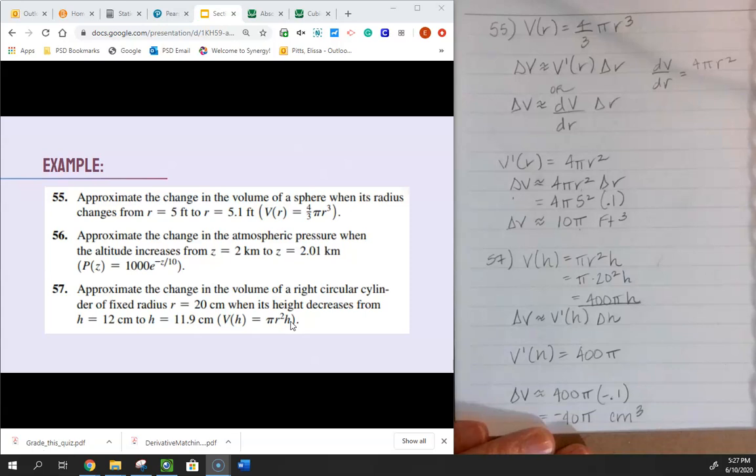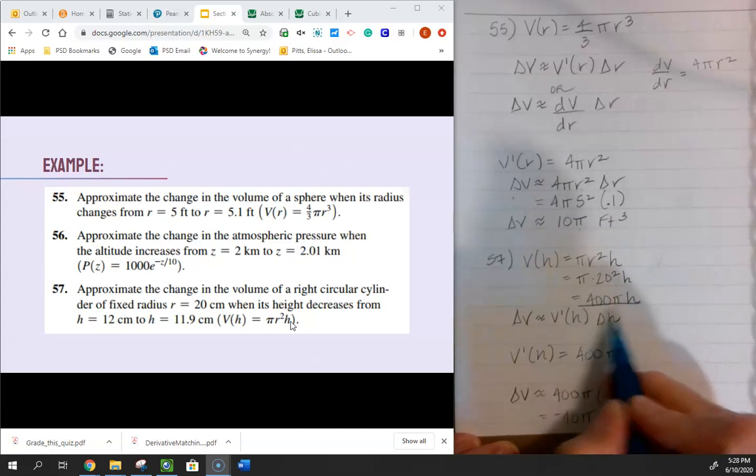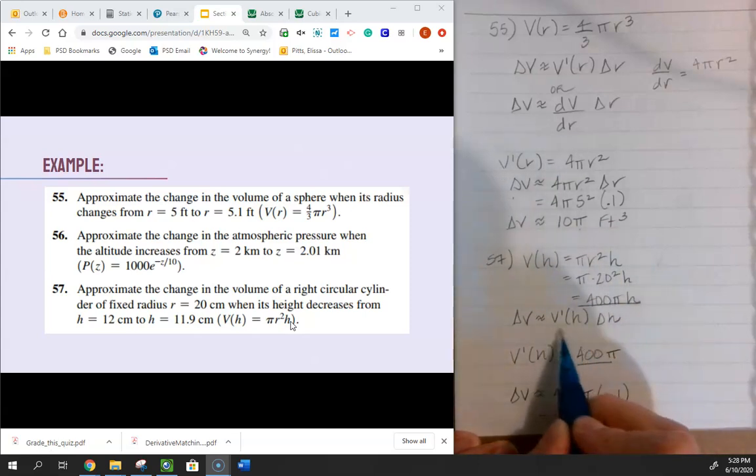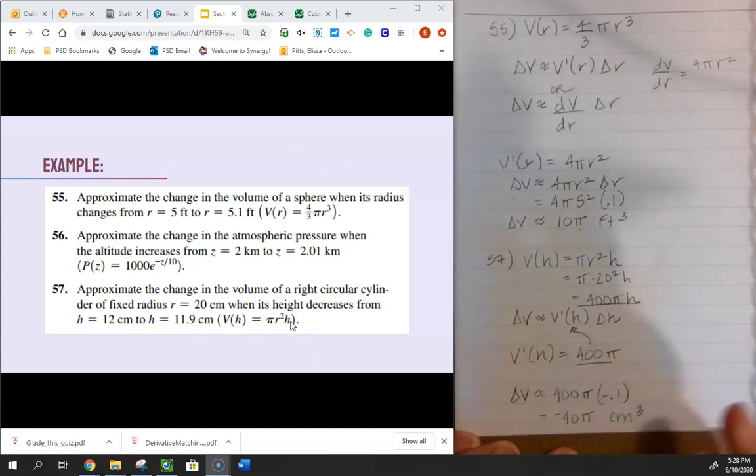V prime of H delta H. I calculate V prime of H, take the derivative of this with respect to H. We're just going to get 400 pi. We substitute that in to this equation. All right, so we put 400 pi in there.